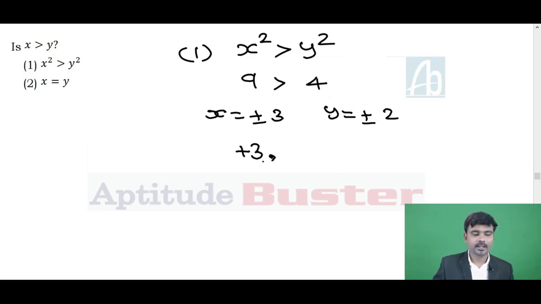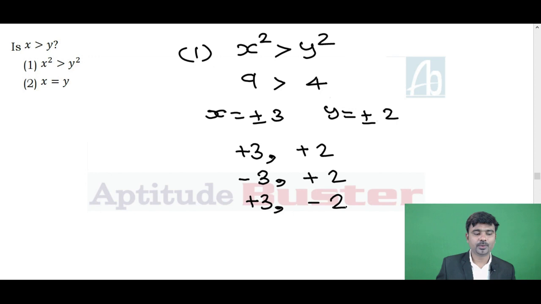So, if I choose plus 3 and plus 2, x value plus 3 and y value plus 2, in that case also, x square is greater than y square. The second one, if I take minus 3 and plus 2, in this case also x square is greater than y square. Next one, plus 3 and minus 2, in this case also x square is greater than y square. Next one, minus 3 and minus 2, here also x square is greater than y square.